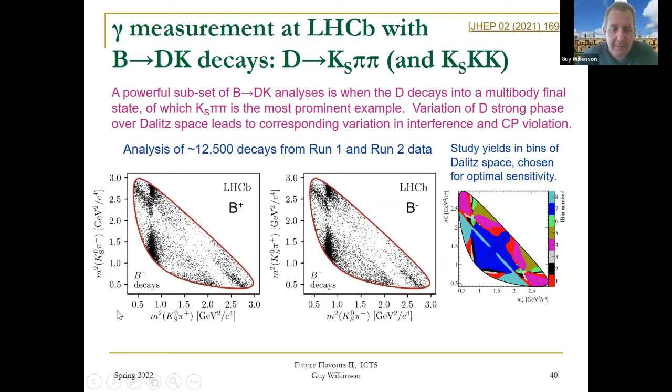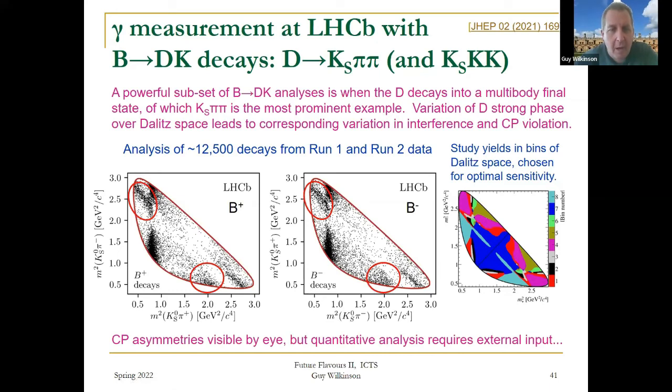But we separate this between B plus and B minus, and we find differences. You can already see them by eye, and these differences are coming from CP violation. These are maybe not as dramatic at first as the clear overall rate asymmetries I've just shown you, but they are very powerful if you exploit them in a quantitative manner.